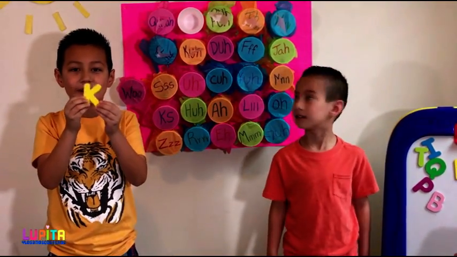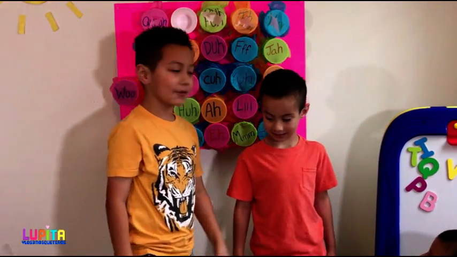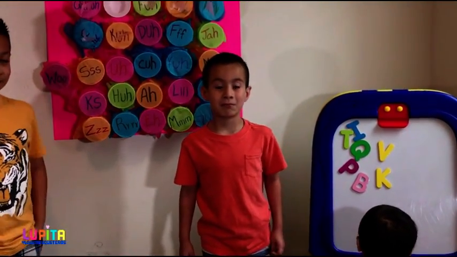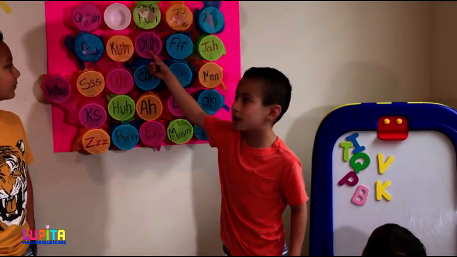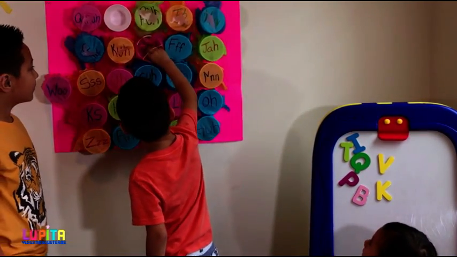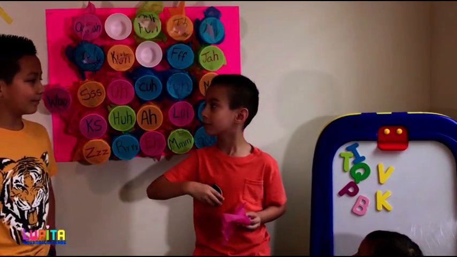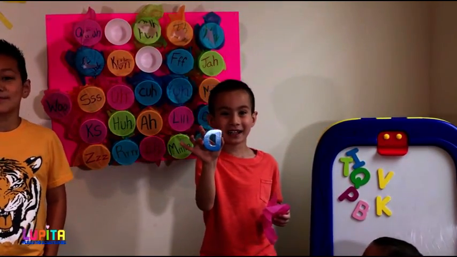Now let's see what makes the sound K. K makes the sound K. Now let's put it on the board. Now let's see what makes the sound D. D makes the sound D.